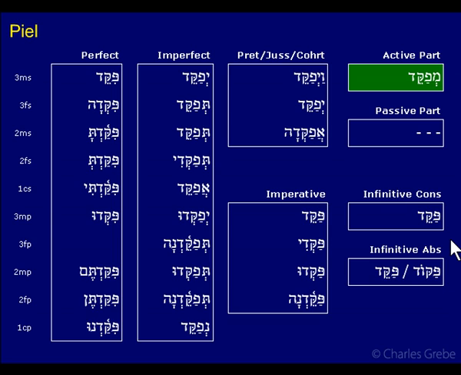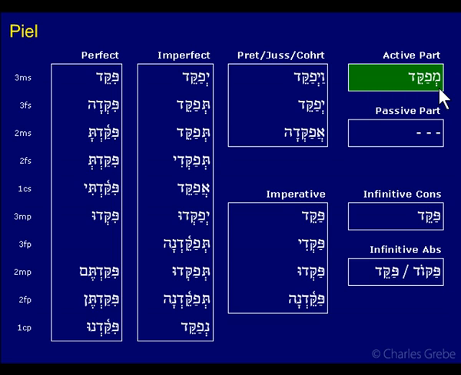But if you look at the Piel, the Pual, the Hitpael, Hifil, and Hofal, look at all the other participles, you'll see they all start with mem. Okay, this mem prefix here, the mem is the marker of the participle for Piel onwards. Not for Qal and Nifal. If you look at those, you'll see they don't have mem, but the rest of them do. So that's the marker of the participle.